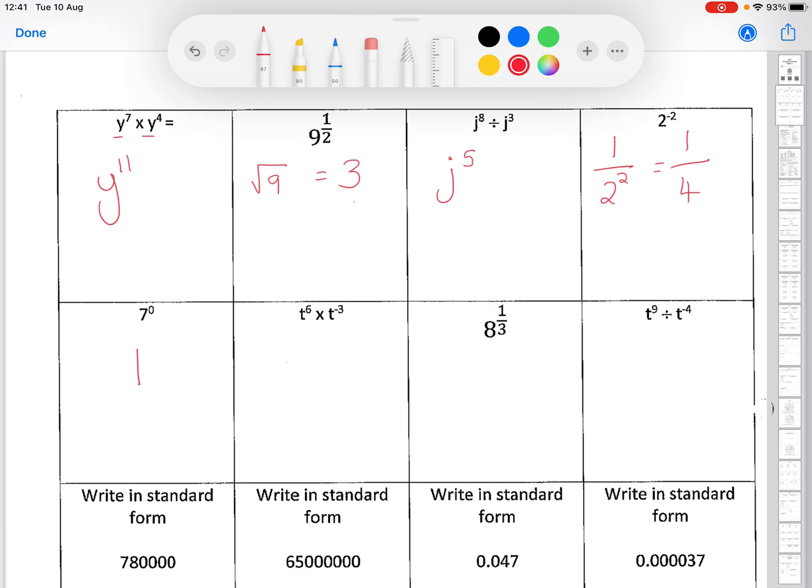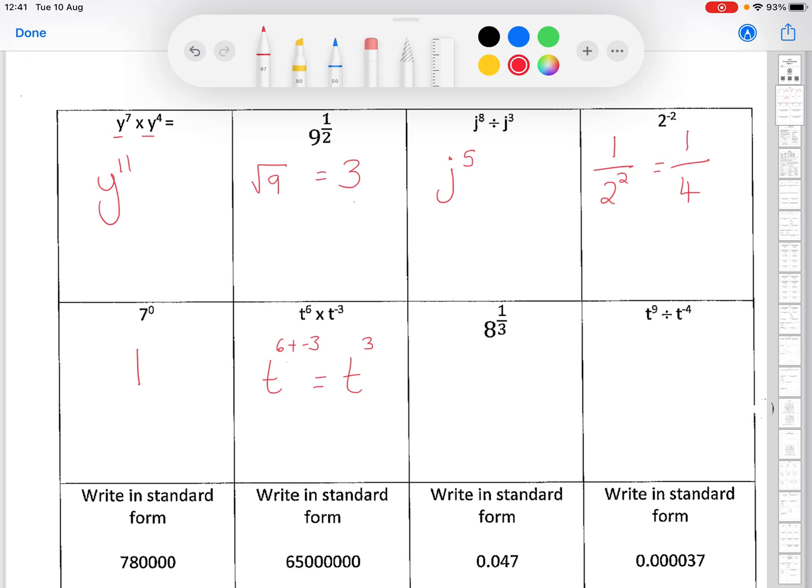Next row, anything to the power of 0 is 1, so 7 to the power of 0 is just 1. If we've got t to the power of 6 times t to the power of minus 3, just because that's a minus, doesn't mean you do anything different, you still just add your powers. So I'm going to do 6 add minus 3. If I do 6 add minus 3, that's just 6 take away 3, which is t to the power of 3.